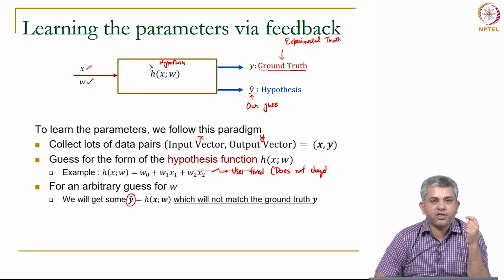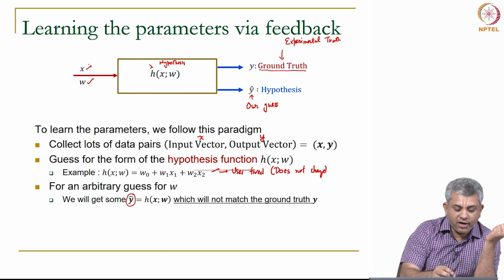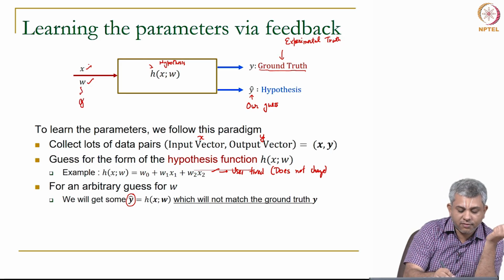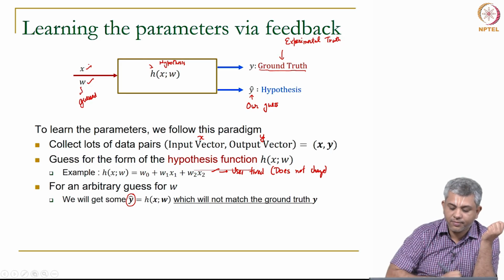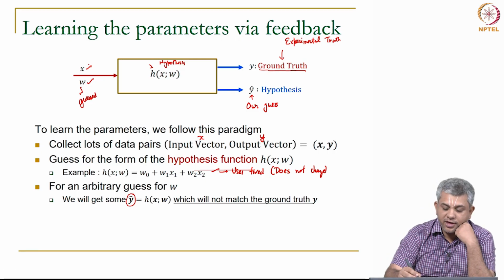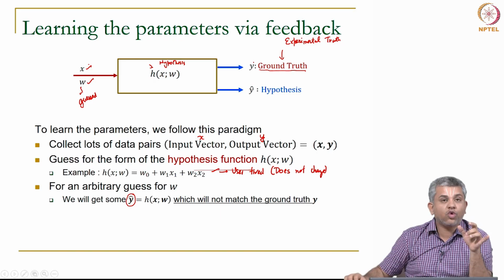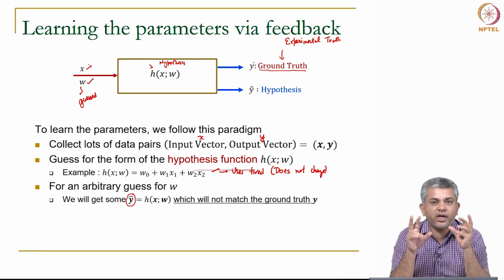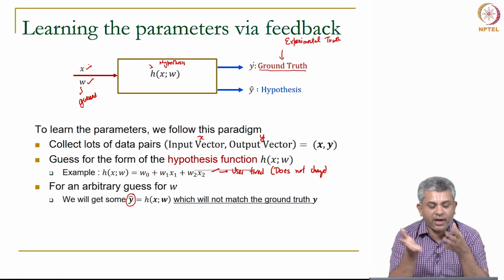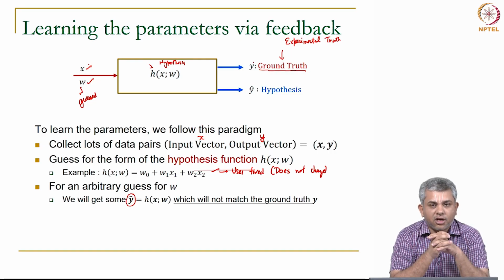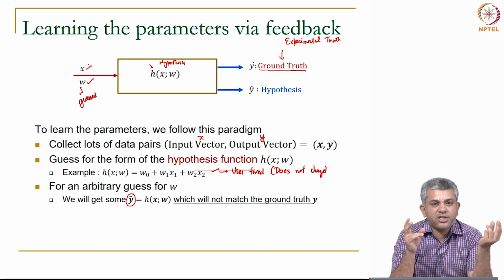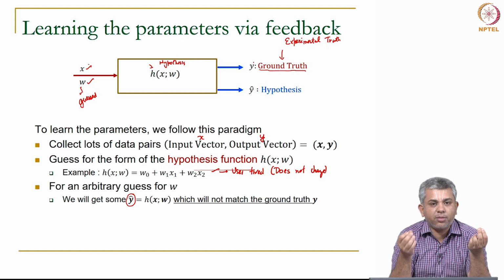So, what happened was x was fixed, w was guessed, y is fixed because that is the truth, and y hat depends on h. Okay. So, our guess gives us some y hat, the ground truth is something else. So, you are going to find out that there is usually a difference between the ground truth, as we will see in several examples shortly in this week. There will be some difference between the ground truth and our hypothesis. Okay.